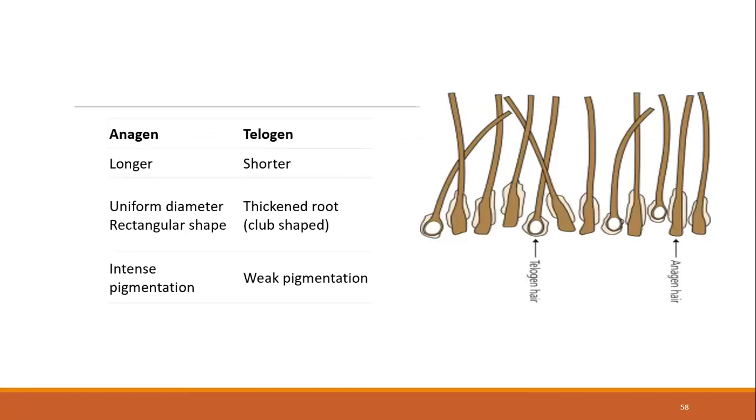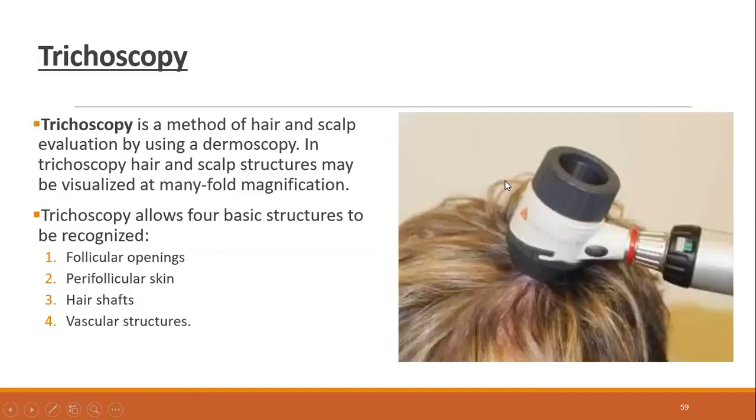Anagen and telogen. The anagen hairs you can see under a microscope will appear longer, while telogen hairs appear shorter. Anagen hair will have a uniform diameter, while telogen hair has a thick bulb. There is intense pigmentation in anagen hair and weak pigmentation in telogen hairs.